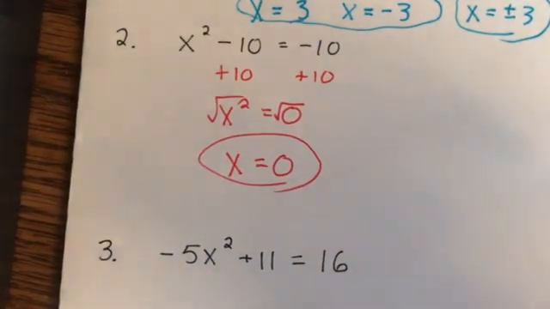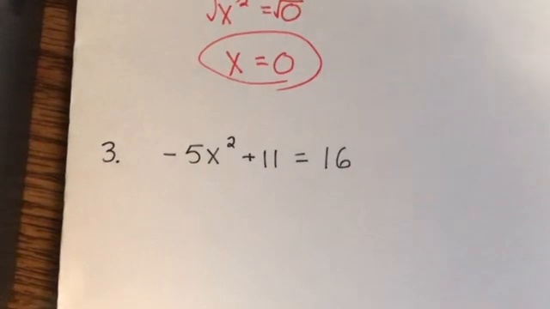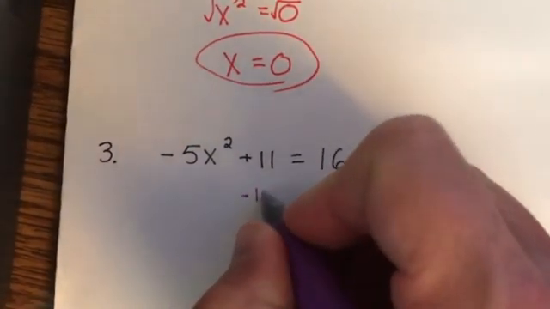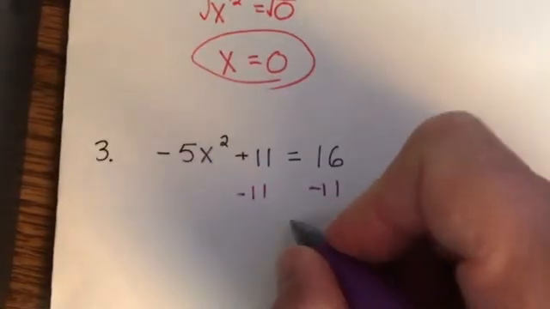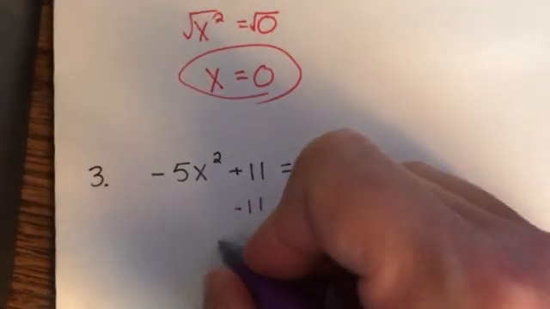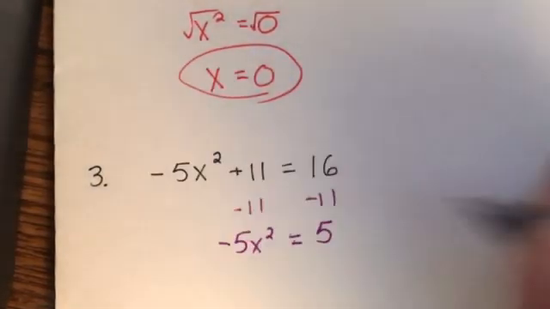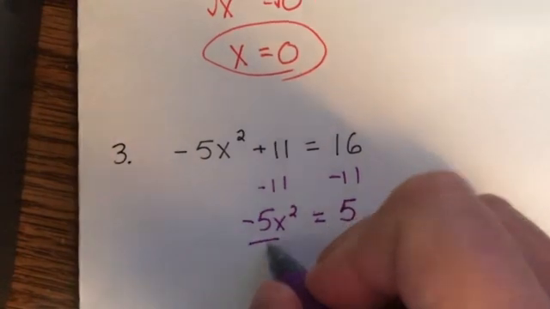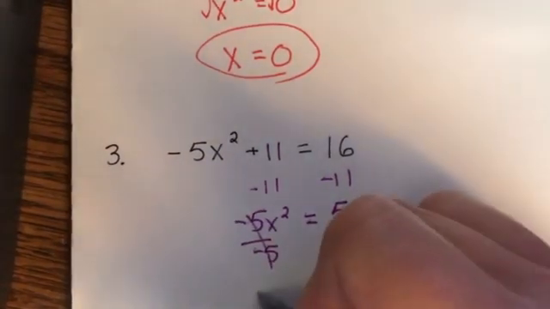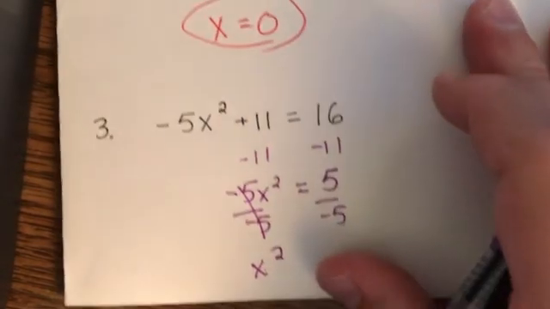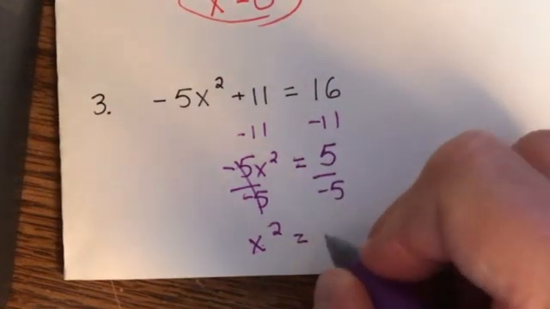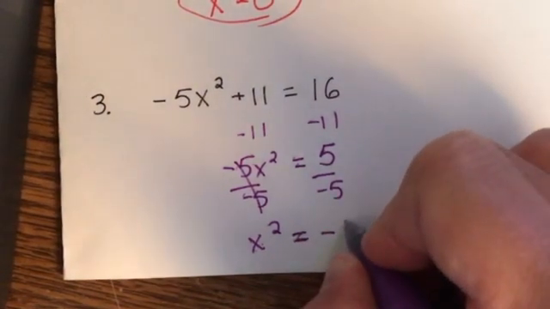And finally, your final problem here. Again, we have a sort of two-step equation to solve before taking the square root of both sides. We'll subtract 11 from both sides. And 16 minus 11 is 5. So we get negative 5x squared is equal to 5. But then we've got to divide by negative 5 to get the x squared by itself. And x squared is equal to 5 divided by negative 5 is negative 1.